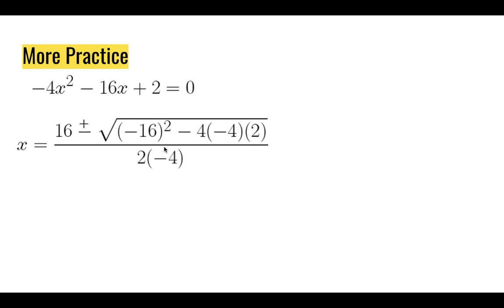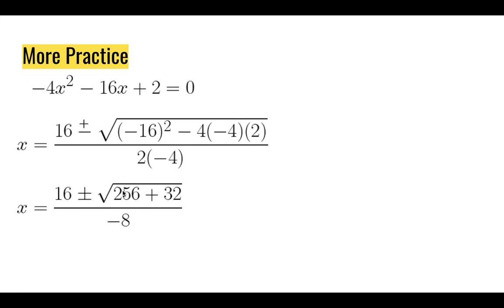Once we have those numbers in place, we can calculate them up to make them a little more manageable. So negative 16 squared is positive 256. And negative 4 times negative 4 is 16 times 2 is 32. And then 2 times negative 4 is negative 8. So our equation is 16 plus or minus the square root of 256 plus 32. So we're going to add those numbers, which is 288.